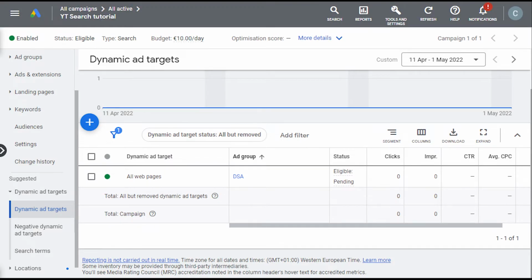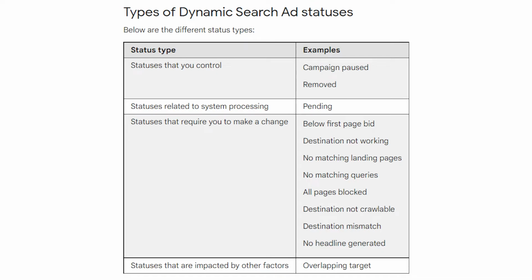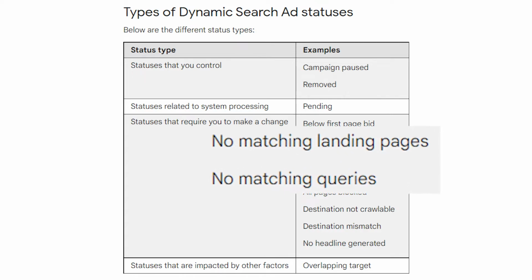Then, dynamic ad targets. You can find them in the light gray menu, either at campaign or at ad group level. First, don't worry if it stays in pending state for up to 48 hours. Dynamic ads typically take longer to start serving than regular ads. There are 2 very typical errors that can occur. There's lots more, but these are the most common ones. No matching landing pages and no matching queries.